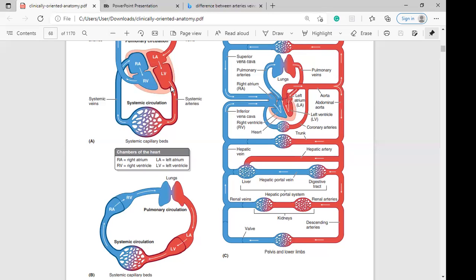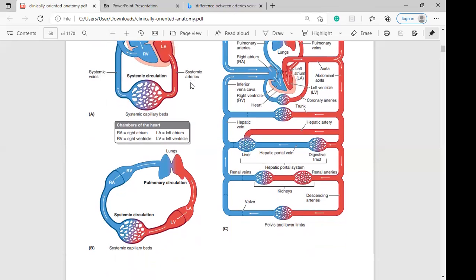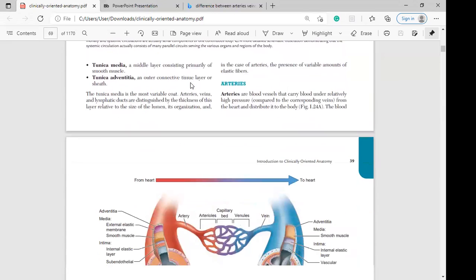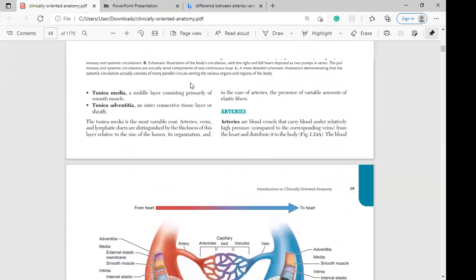There are 3 types of blood vessels: the arteries, the veins, and the capillaries. So today I told you that I'm going to explain the histology of these blood vessels, and after that we'll look at the heart again and at the histology of the heart. So let's look at the histology of the arteries.